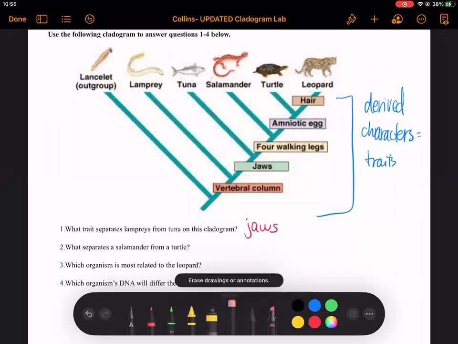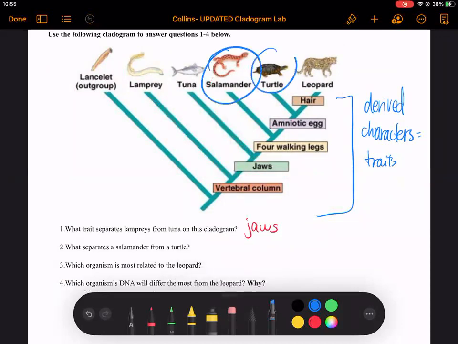Number 2, what separates a salamander from a turtle? So same thing, we're gonna go up, find our salamanders, and find our turtles. What trait separates the salamander from the turtle? Let me hear from Evelyn. What are you thinking?